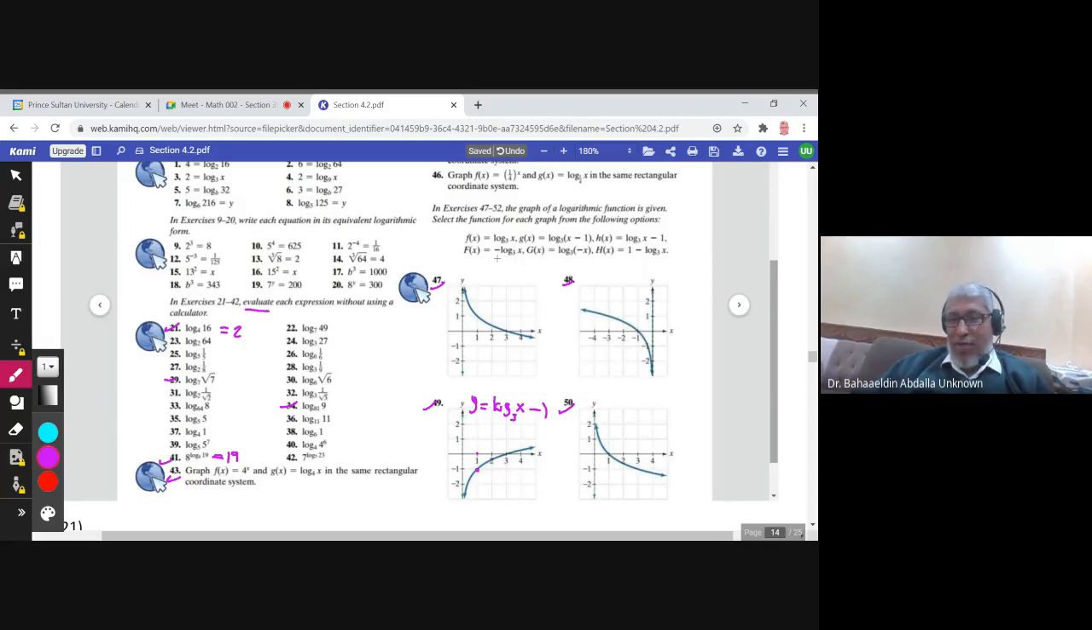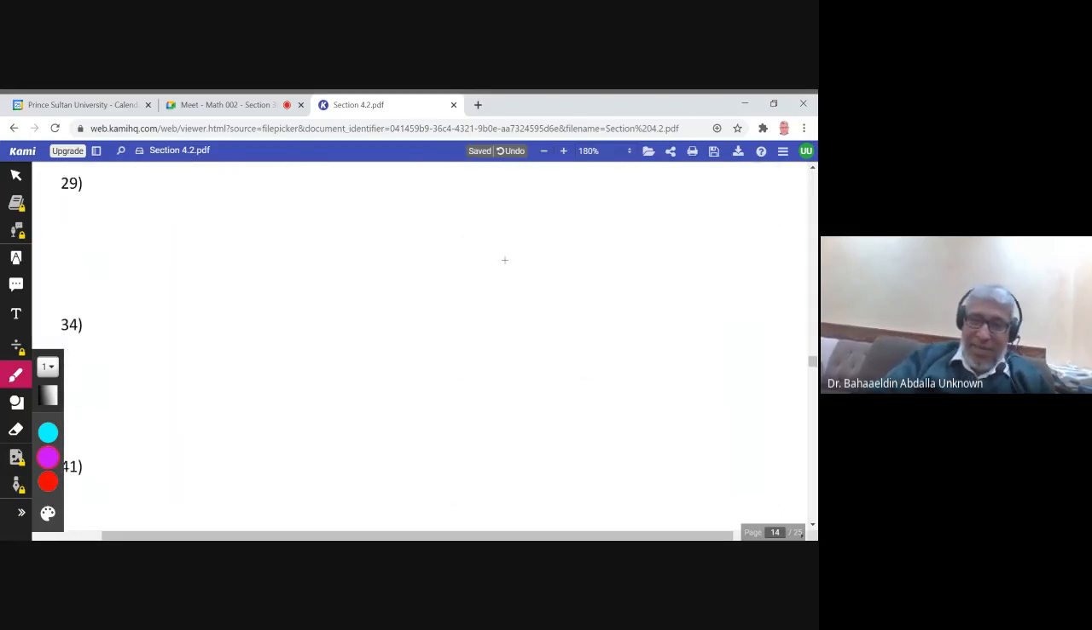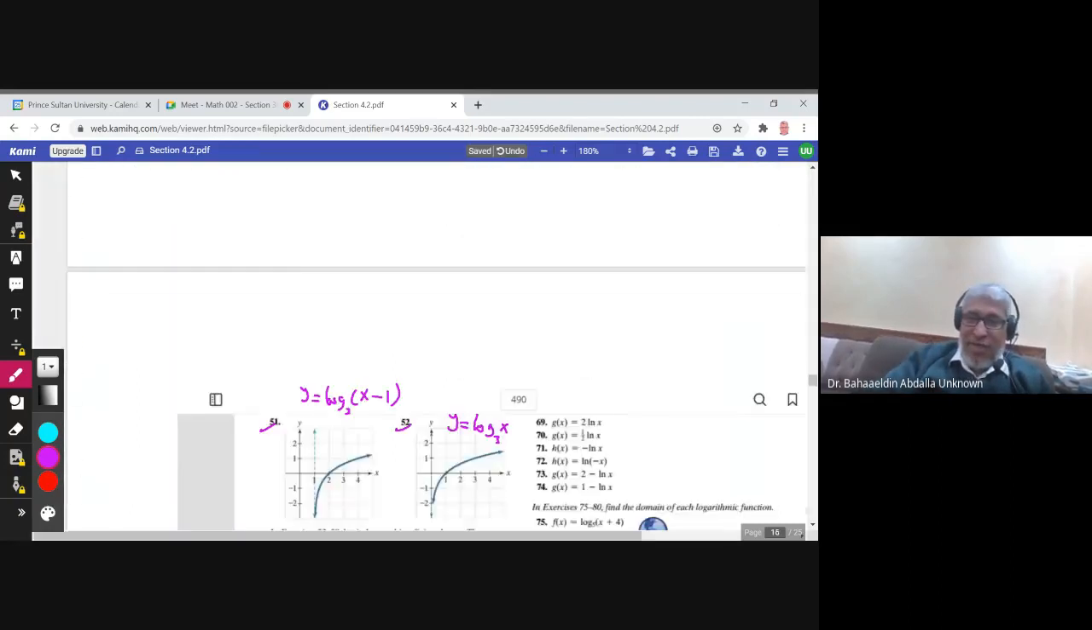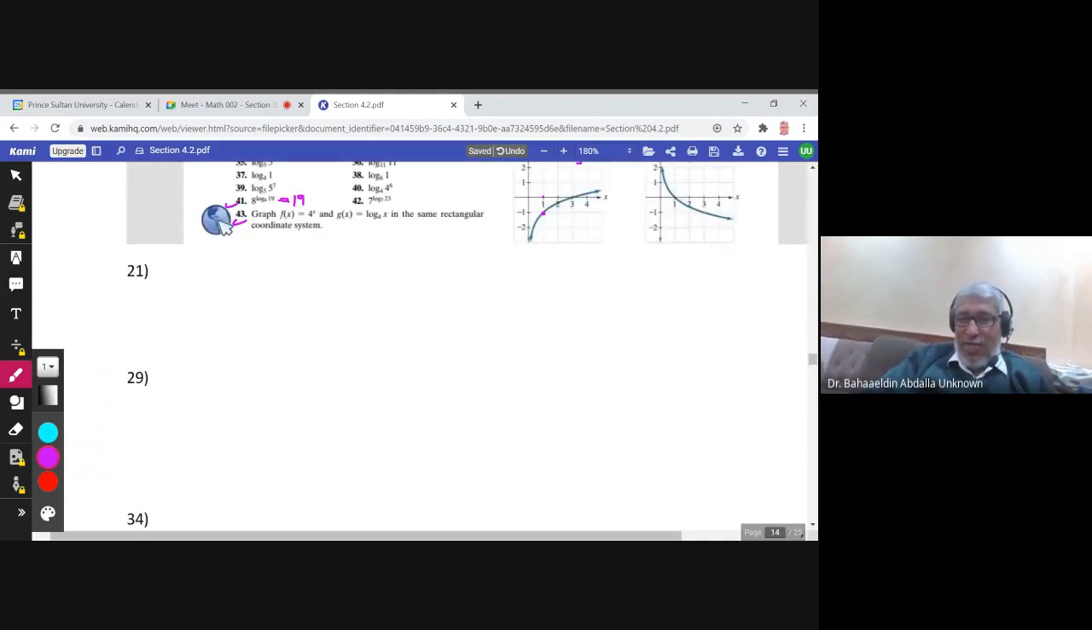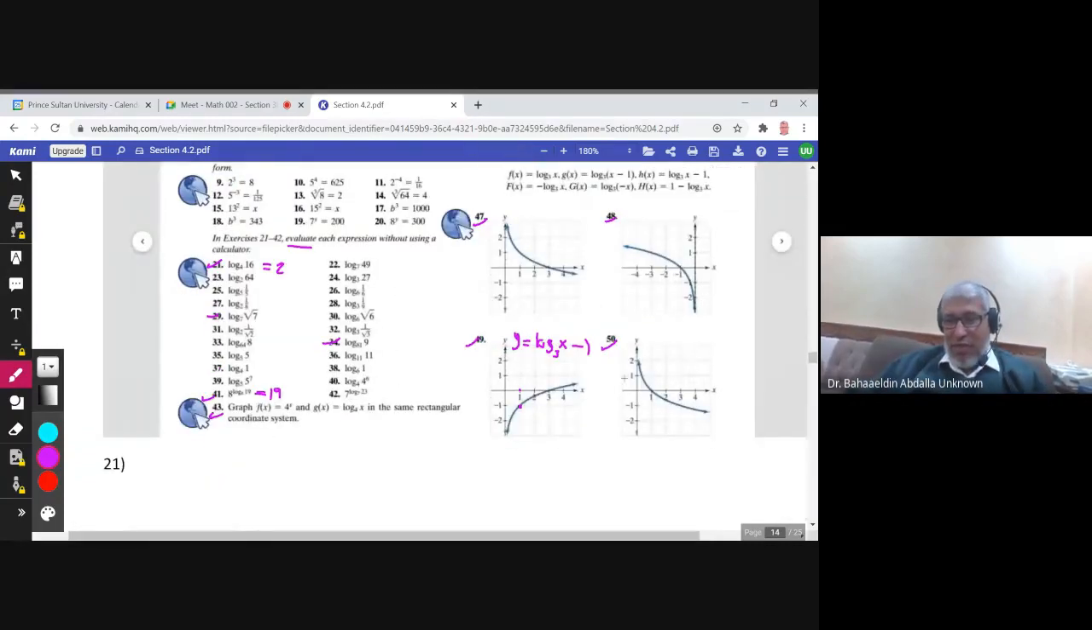Now what about negative log x to the base 3? We need to reflect the graph about the x-axis. So we reflect this graph, 52, about the x-axis, and the graph will be like this. Which one is it? It is 50. So this is the graph of negative log x to the base 3.